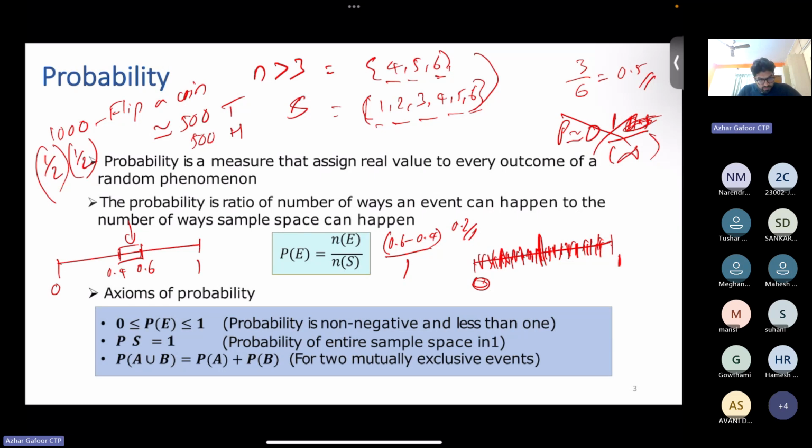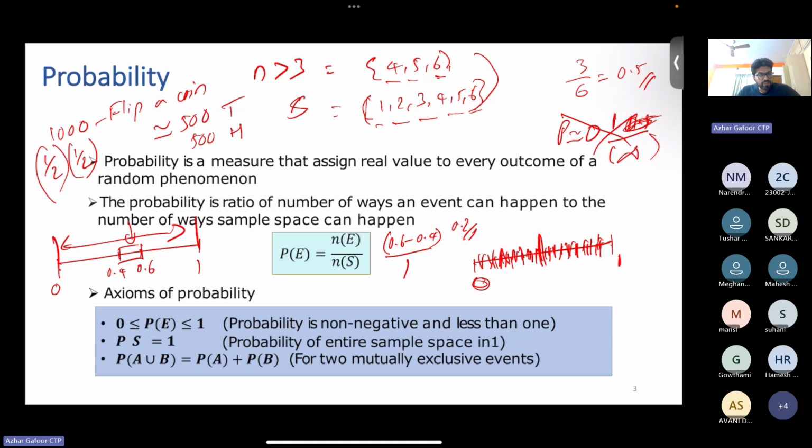Now, coming to the axioms of probability. Probability is always non-negative and at most 1, because the maximum number of elements in an event is the number of elements in the sample space. Even in the continuous case, the maximum is this limit, so it will not go beyond it. So the probability is always between 0 and 1.